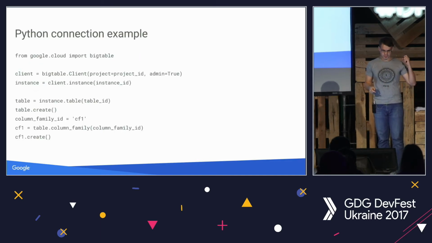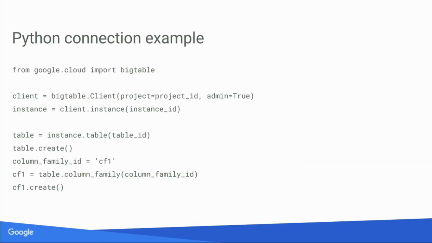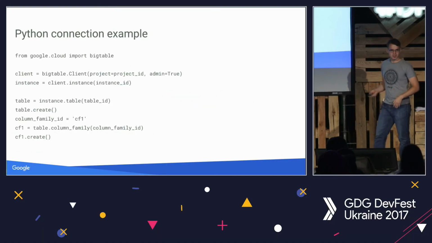Cool. Let's jump to a quick example. So we have a cluster, we have a name, we have the things that we want to connect to. You know your cluster size, you can predict your throughput, and now you just want to make some simple code. Let me go through the code.